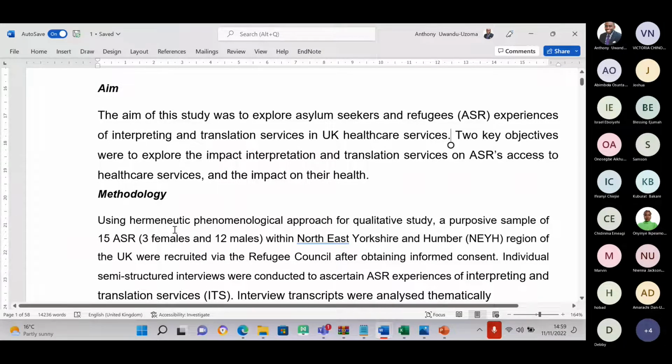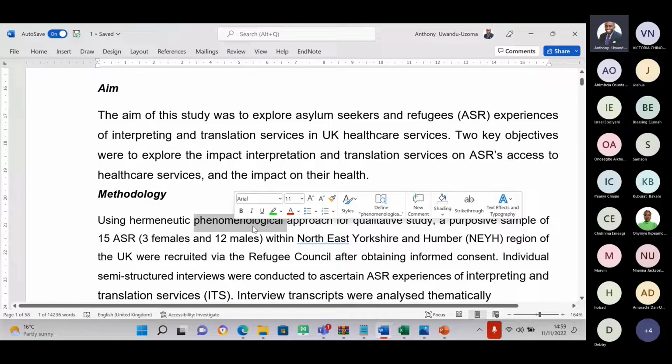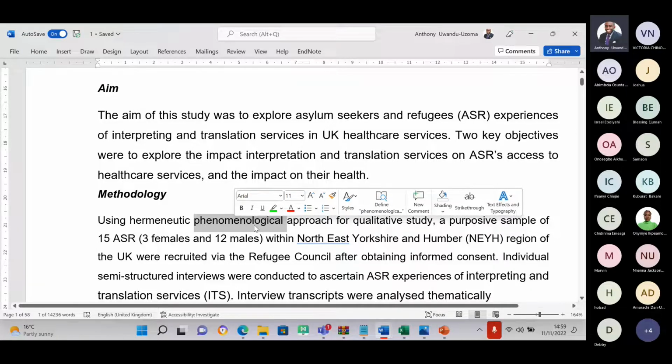If you remember the various methodologies in qualitative research, which one am I using here? I'm using a phenomenological approach because I am looking at experiences of people.